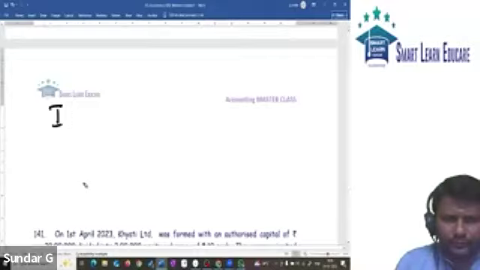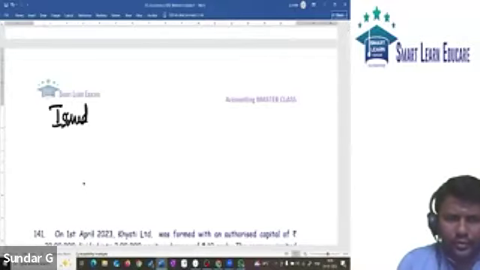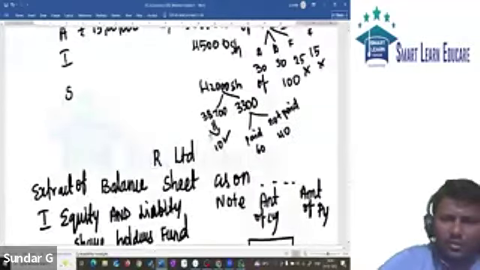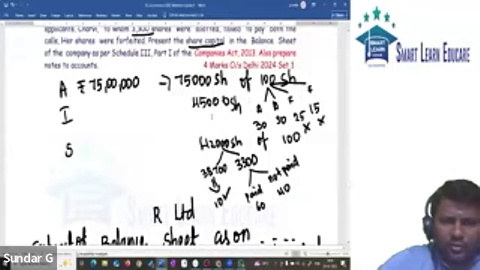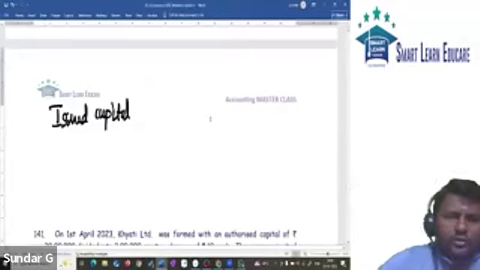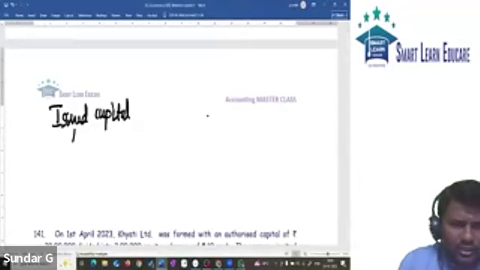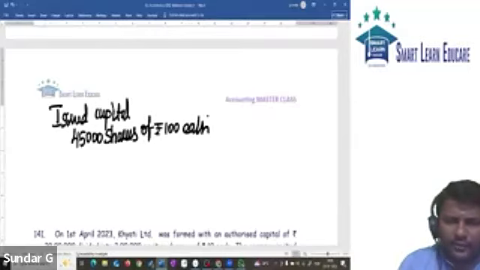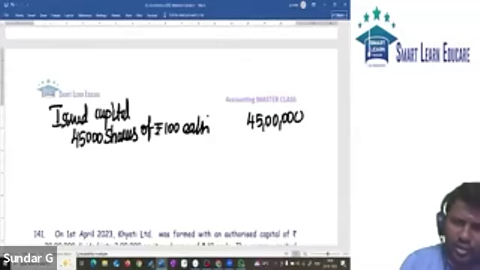Issued capital. How much is issued? We issued to the general public. How many shares did we issue? Out of 75,000, we issued 45,000 shares. So issued capital is 45,000 shares of rupees 100 each. What is the amount? 45 lakh. This is also not considered for total. Draw one line.